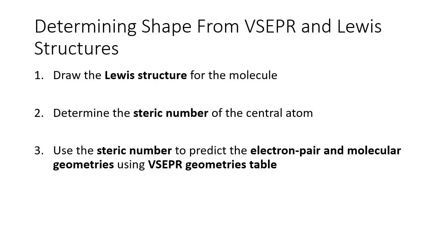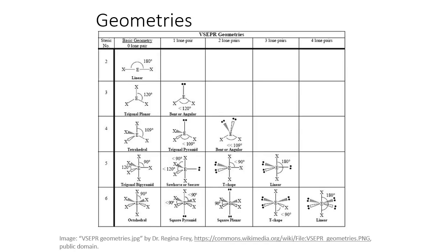All right, so how do we determine shape from VSEPR and Lewis structures? Well, we first start with the Lewis structure of the molecule. We then determine the steric number on the central atom, which is something that we just did. And then finally, we will use the steric number to predict the electron pair and molecular geometries using the VSEPR geometry table. So what is this table that I speak of? This is the table. Okay, so we have our basic geometries. I'm going to outline those in yellow. These are if everything is a bonding domain and all of the outer atoms are the same.